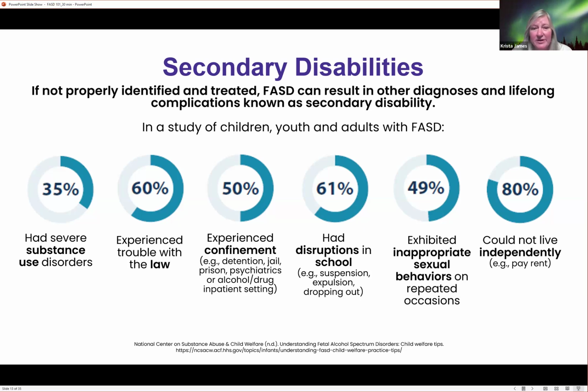substance use disorders. We know 60% experienced trouble with the law. 50% experience confinement, which could be in jail, it could be in residential treatment. 61% had disruptions in their school. So that could be a suspension, expulsion, or dropping out. 49% exhibited inappropriate sexual behaviors on repeated occasions. And then 80% could not live independently.